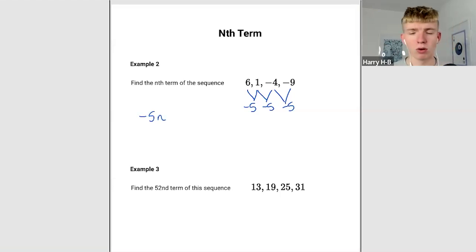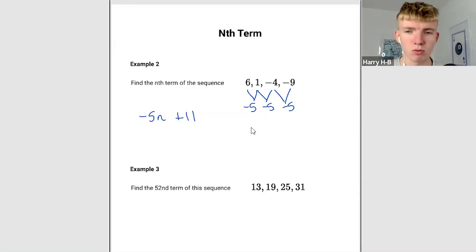Okay, this one slightly different, but we're looking to find our zero term, the one before our first term. If it's minusing 5 every time, we have to do the opposite. We have to add 5 to our first term. So we add 5 to 6, and hopefully you'd all be able to tell me, you little geniuses, that that is going to be 11. So -5n plus 11 is our answer here.